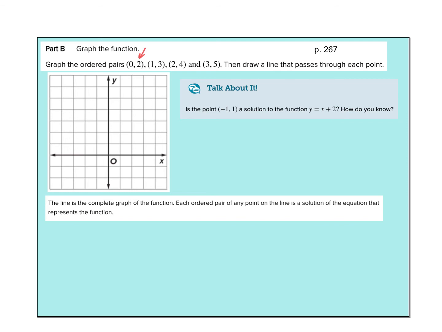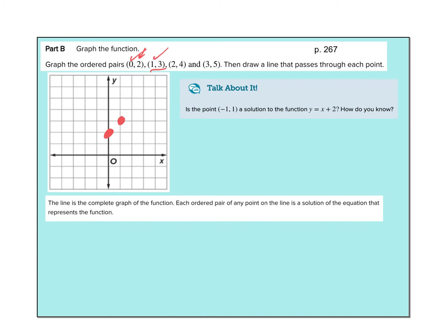So I'm going to start with 0, comma 2. So again, remember, the first number tells you left or right. So I'm not going to go left or right, but then the second number is up and down. I'm going to go up 2. So 0, comma 2 is right here. So I just graphed that one. All right, 1, comma 3. That means I need to go to the right one, up 1, 2, 3. That would be 1, comma 3.